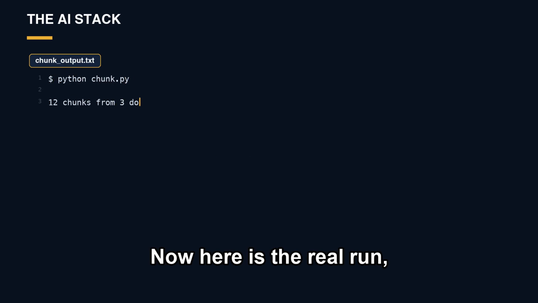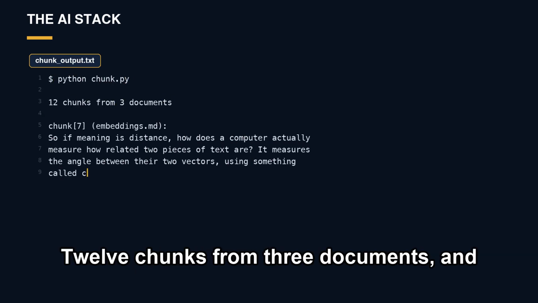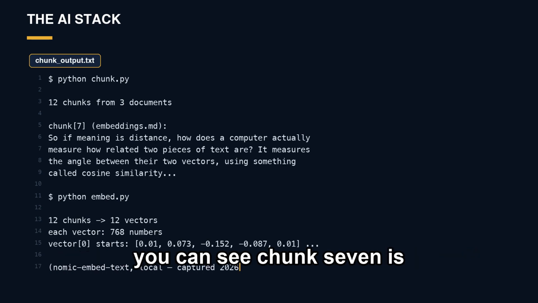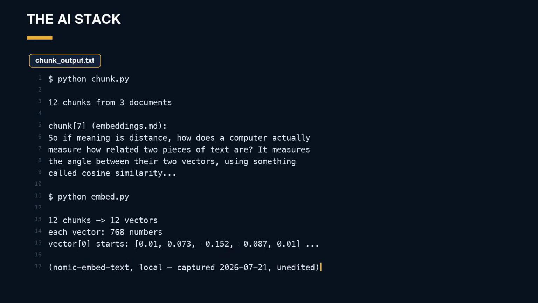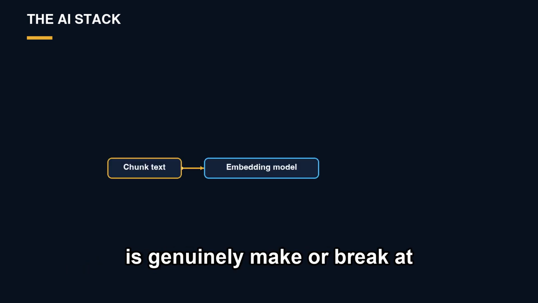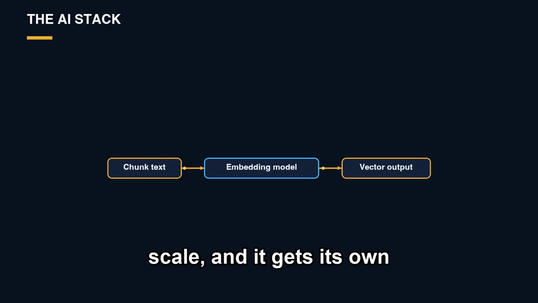Now here's the real run, captured exactly as it happened. 12 chunks from 3 documents, and you can see chunk 7 is a clean, self-contained passage about cosine similarity. I will flag now that chunking is genuinely make or break at scale, and it gets its own episode soon.